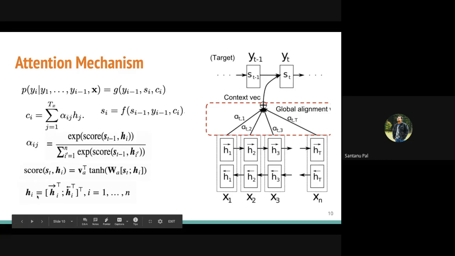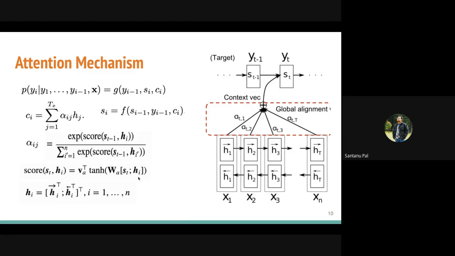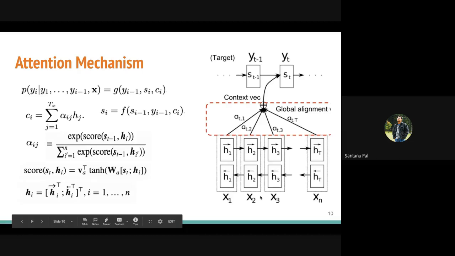This input representation is then concatenated with the output representation, multiplied by some weight matrix, and then passed through the hyperbolic tangent function and a linear representation of the vector. It will then produce some alignment score between x1 and yt.